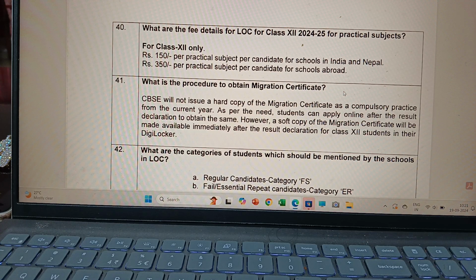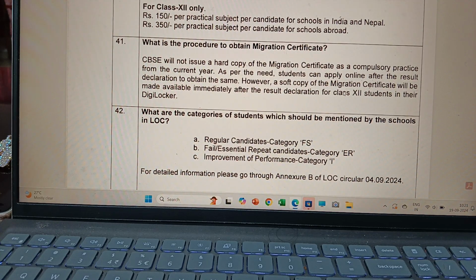What is the procedure to obtain the migration certificate? CBSE will not issue a hard copy of the migration certificate as a compulsory practice from the current year. As per need, students can apply online after the result declaration to obtain the same. However, a soft copy of the migration certificate will be made available immediately after the result declaration for class 12 students in their DigiLocker.